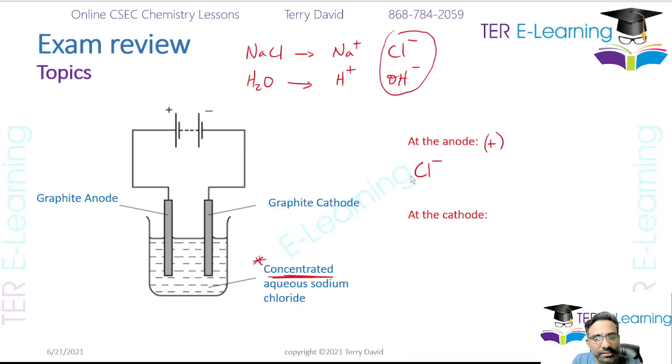So it's Cl minus, so it's going to be 2 Cl minus aqueous produces Cl2 gas plus 2 electrons. That's what's going to happen here.